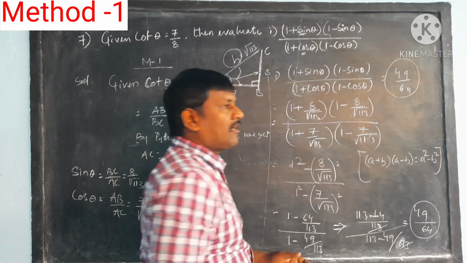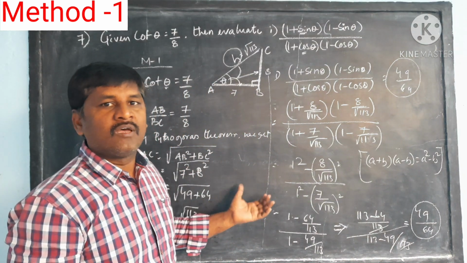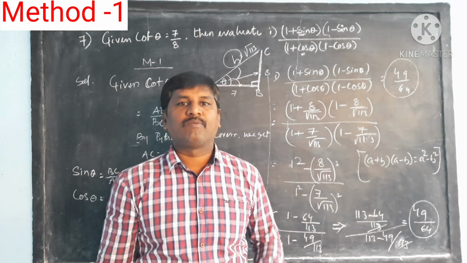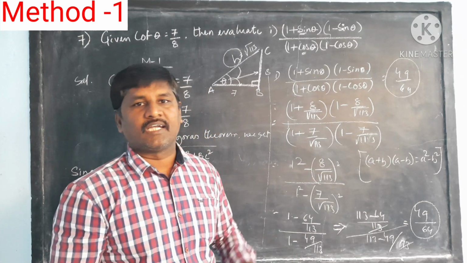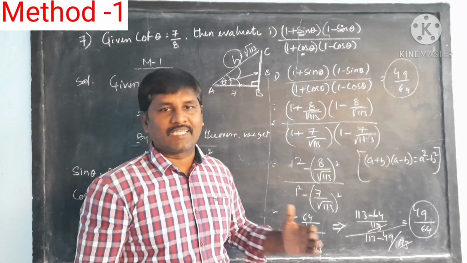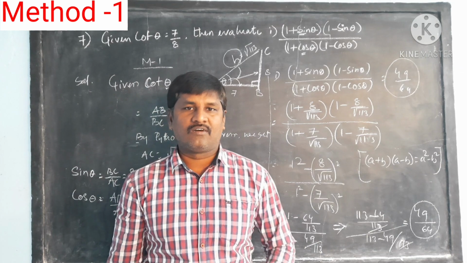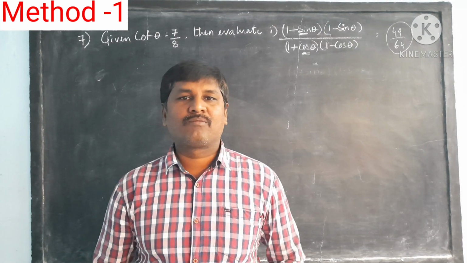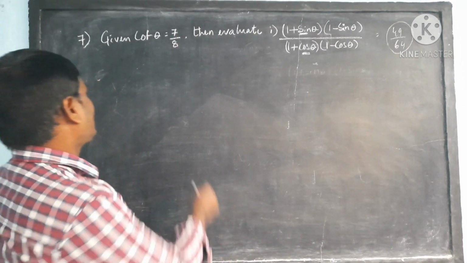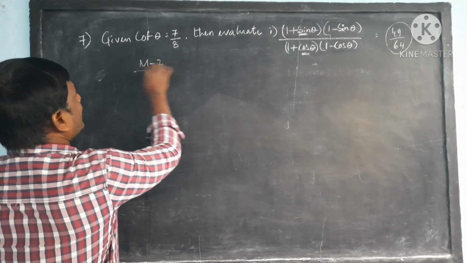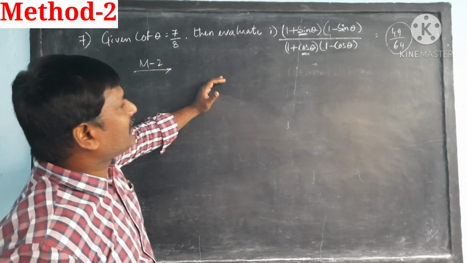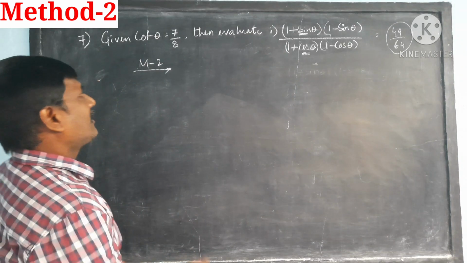So this is one method we can solve this sum. There is another method, using the application of trigonometric identities. Then you can get the same answer. Let us try the second method. Now we have to solve the same question in the second method, using trigonometric identities. Let us start the solution.